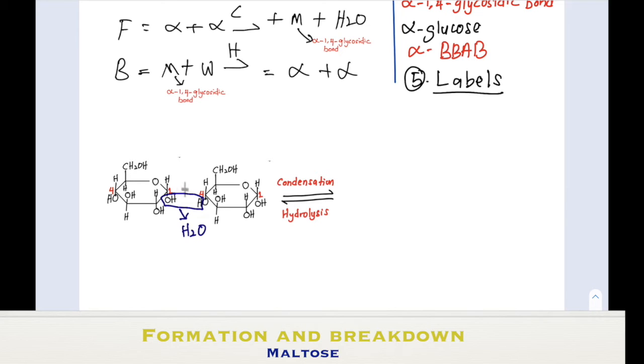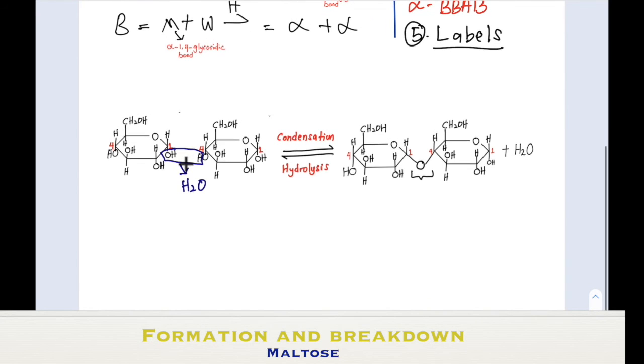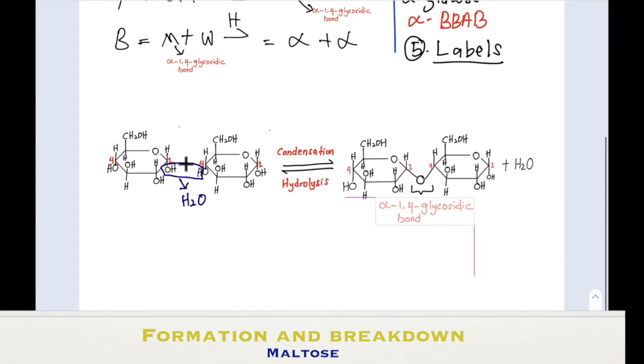And then step number 3, the product is maltose and water. And step number 4, include the bond. The bond is alpha 1,4-glycosidic bond. It indicates that the formation or the condensation is formed between carbon number 1 and carbon number 4.